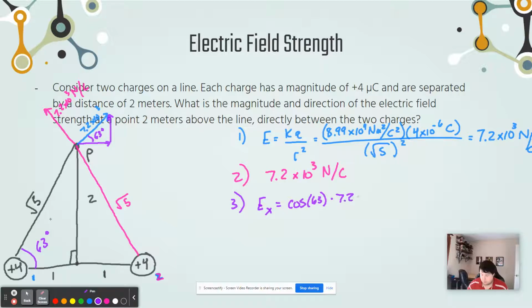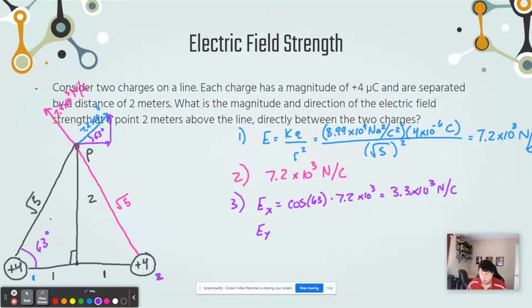So 7.2 times 10 to the third. And when I do that, I should take the cosine first, 63 times 7.2 times 10 to the third. I get 3.3 times 10 to the third newtons per coulomb. So that's going to be my x component.